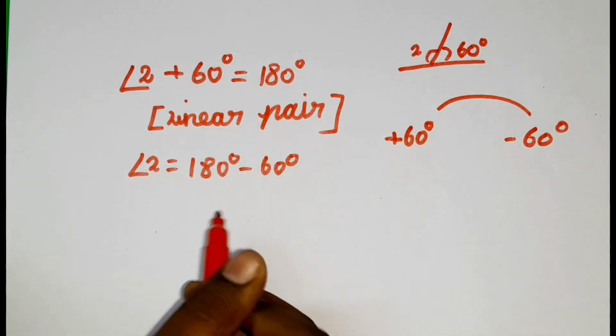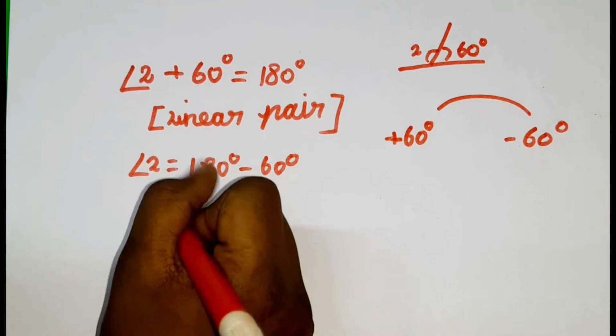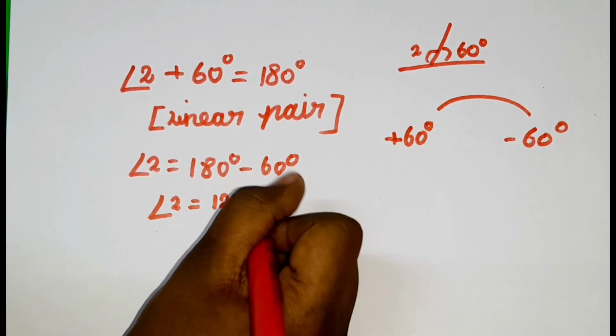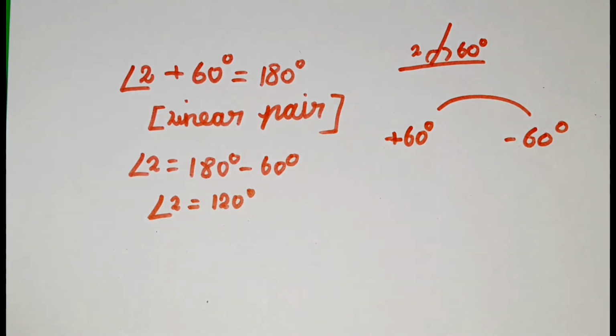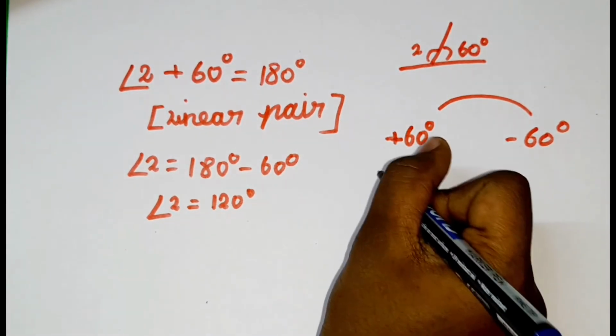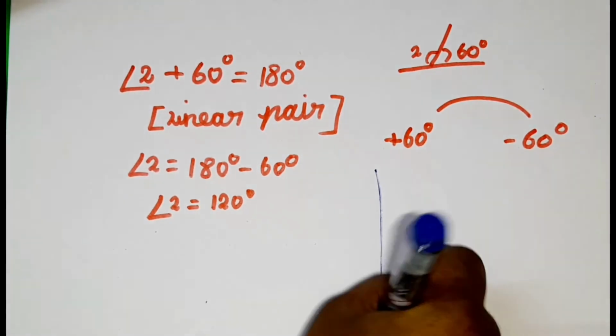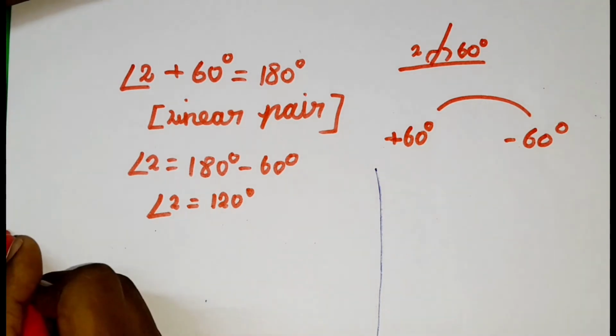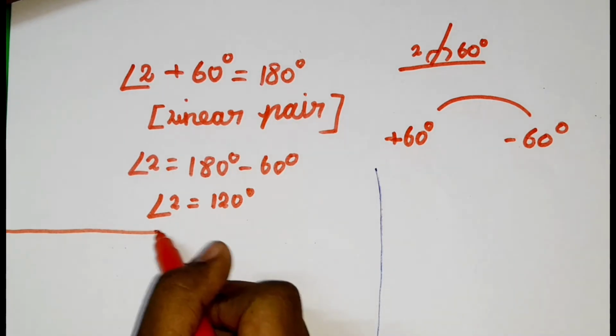So now 180 minus 60 is equal to 120 degree. Okay. So now we have found the value of angle 1 and angle 2. So now we can do the sum to find the angle x, the measure of angle x. So how do we do that? Let me explain. So let me draw a line.